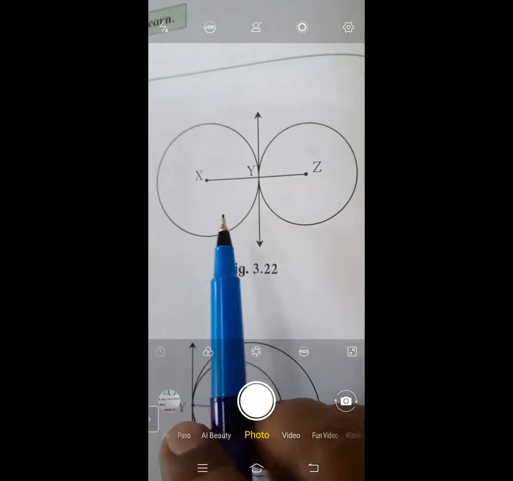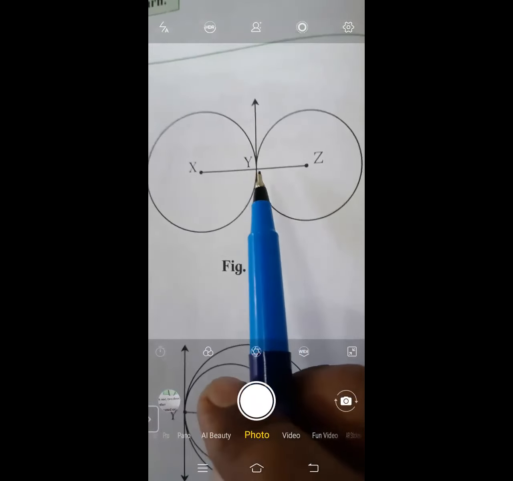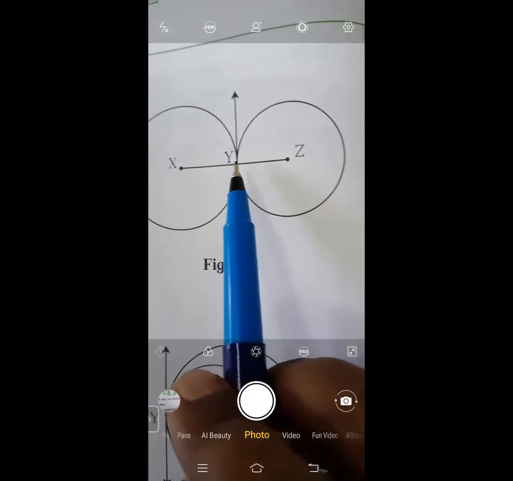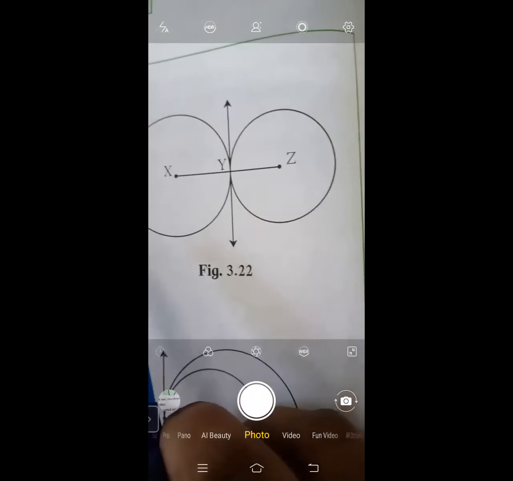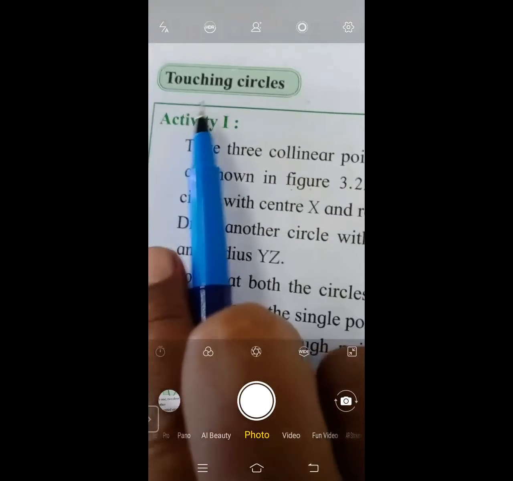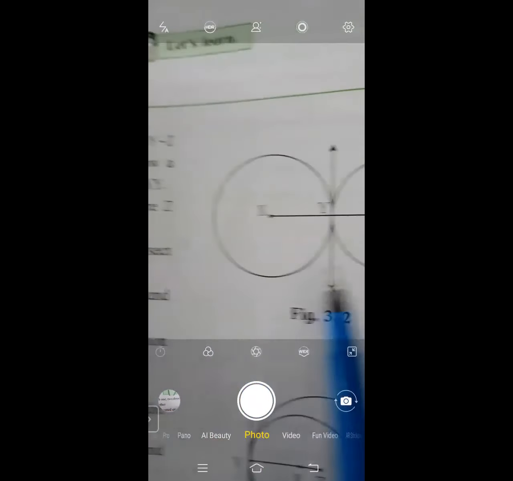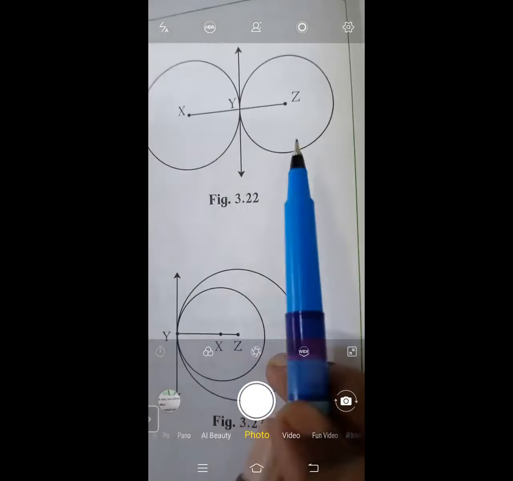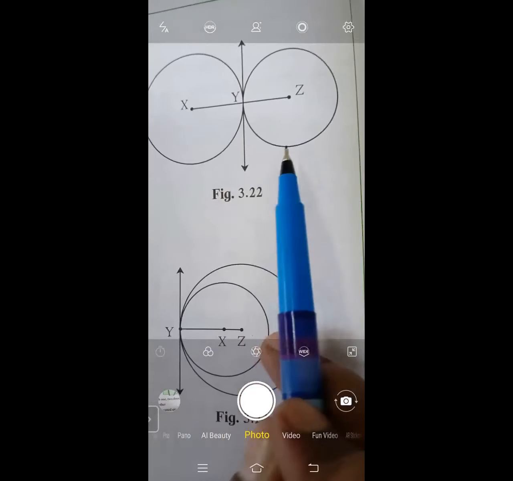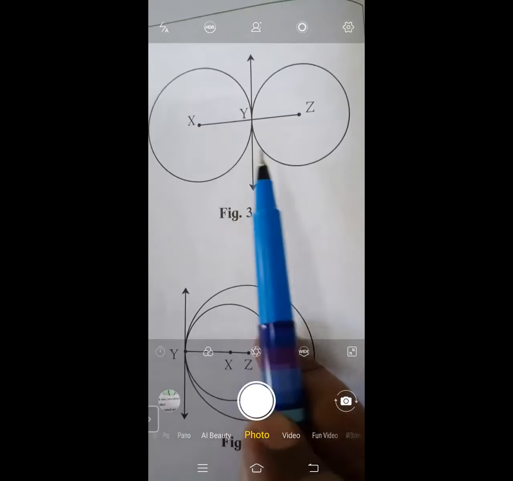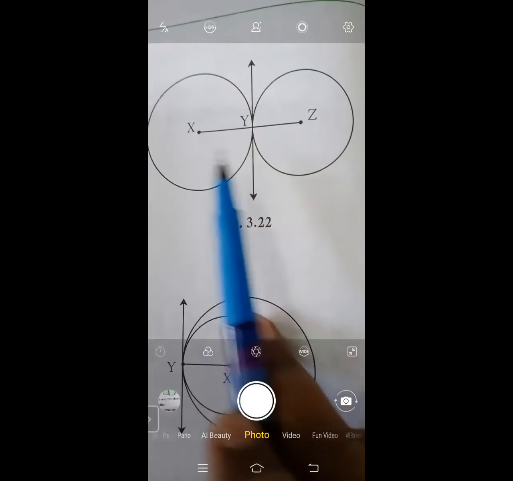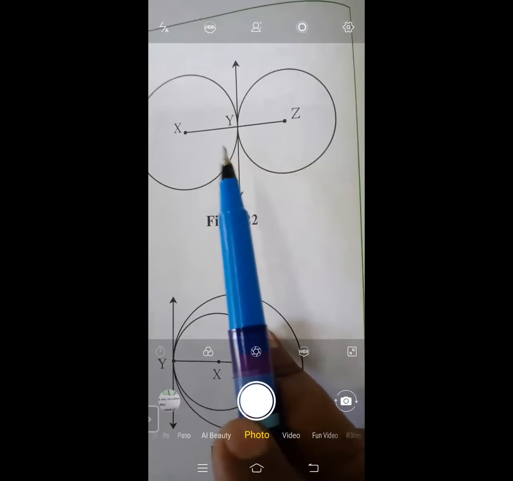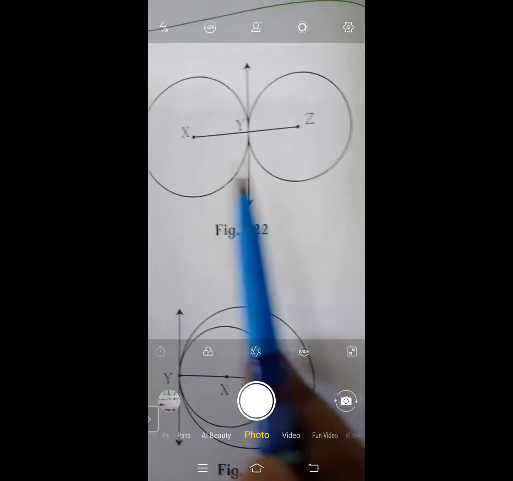Now these are two touching circles which are touching each other at a single point y. So this was our first activity explaining a type of touching circles. These are the two circles which are touching each other at a single point. These are two external circles. They are not inside each other, they are separated, they have separate radius. Nothing is common and they are externally touching each other.